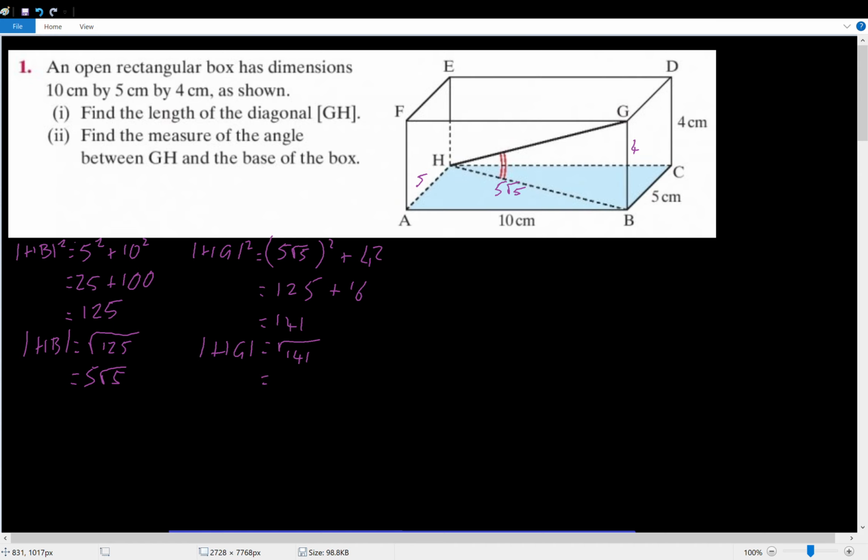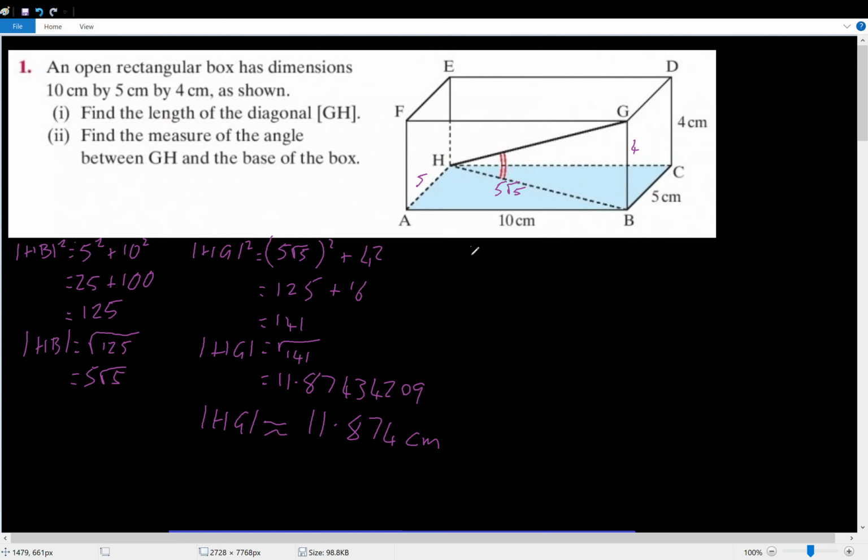And this time we're going to have to actually get the value for that. We can't just leave that in surd form because we need an actual answer for that. So root 141 is 11.87434209. So HG is approximately equal to 11.874 centimeters, like that. So that's how we'd get the value for the line HG.